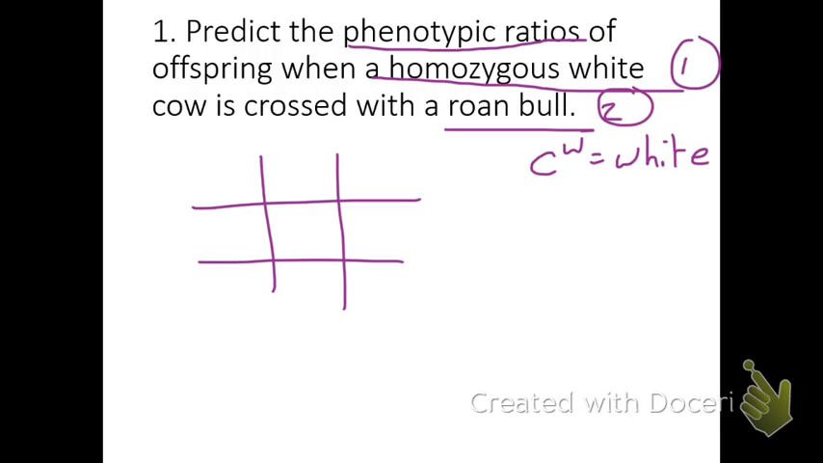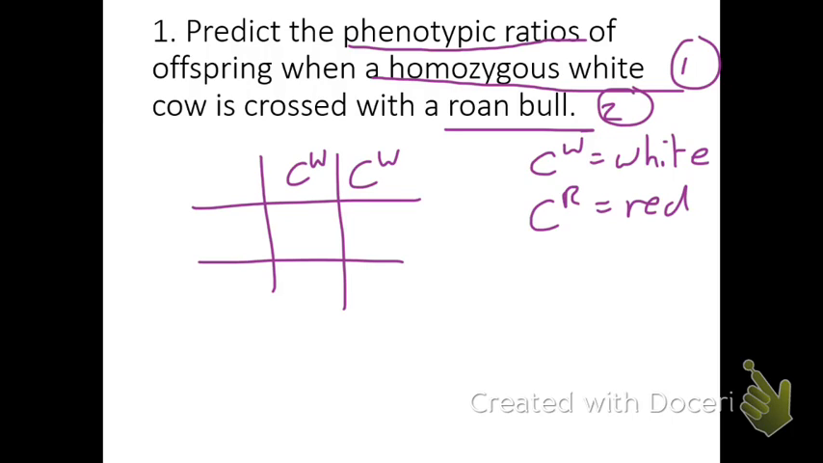And actually, this is something I would recommend you do. And CR is for red. Whenever you get to choose your own alleles, it's handy if you just briefly, as an aside, say what they are. Then it's not up to your marker or your examiner to figure out what you're doing. Okay, so now that that's done, homozygous white cow. Homozygous meaning two alleles are both the same, so CW, CW.